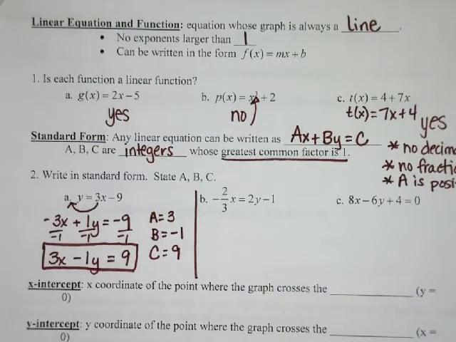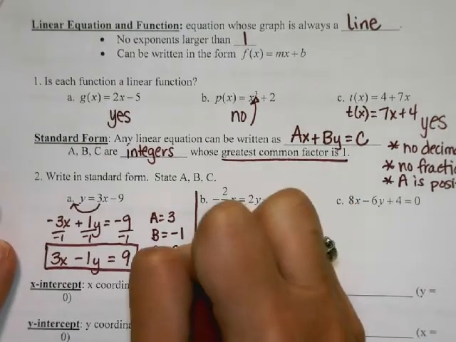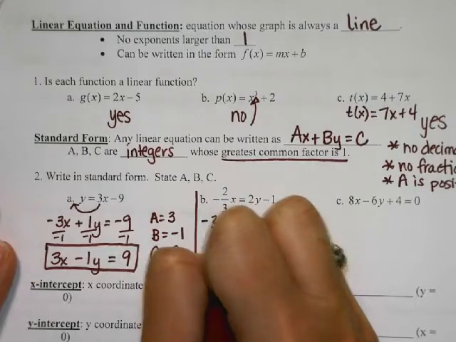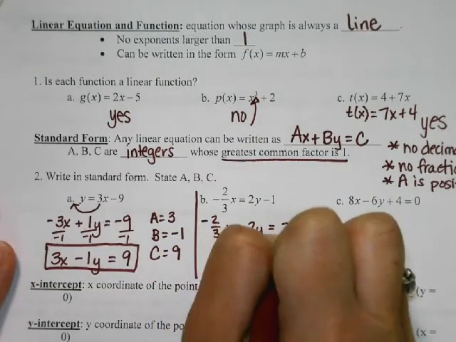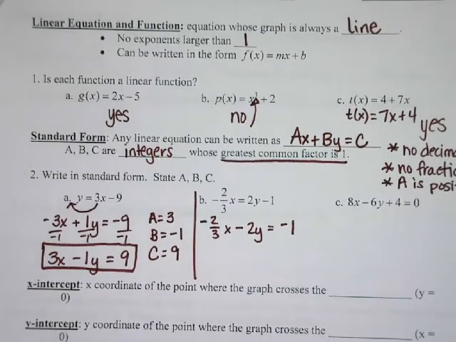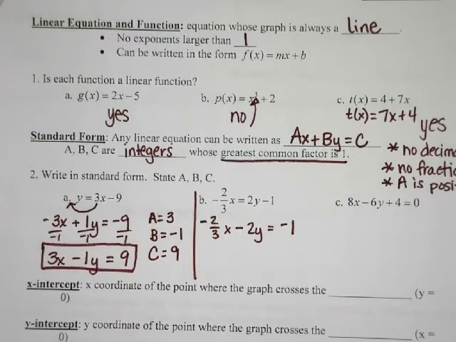Let's go ahead and move that y to the other side. So I'm going to subtract 2y. So I have negative 2/3 x minus 2y is equal to a negative 1. All right, now we have to fix some things. Could we get rid of the fraction and make it positive all at the same time?